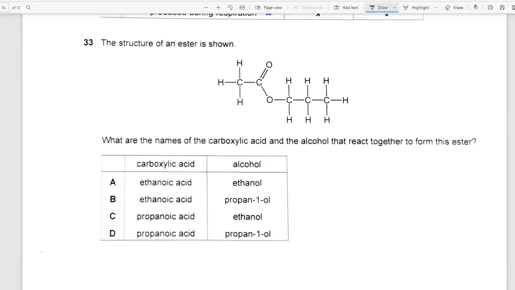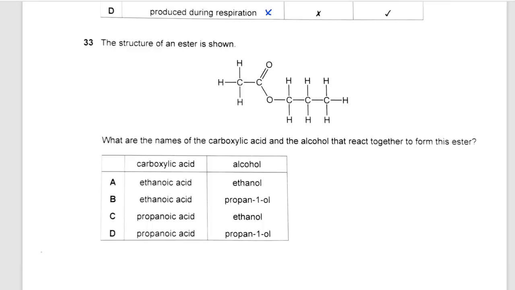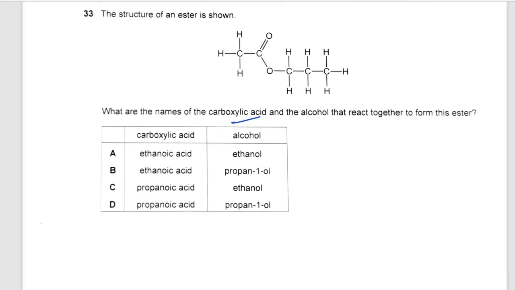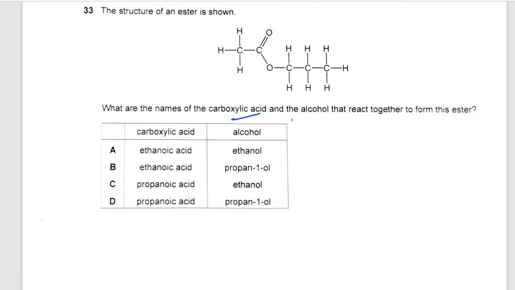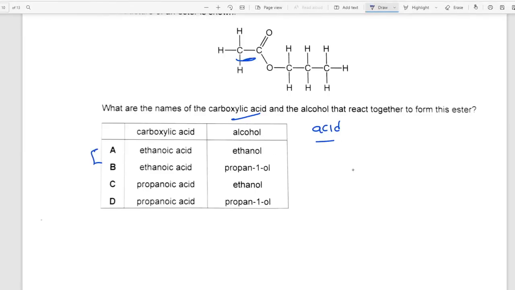The structure of an ester is shown. So this is an ester. We know how esters are formed. It's when a carboxylic acid and an alcohol react together. It's asking us for the names of the carboxylic acid and the alcohol which react together. So let's first draw the acid. Now you can see right here it has 2 carbons, so it has to be ethanoic acid. So let's draw ethanoic acid. Ethanoic acid should have 2 carbons, and then a hydrogen here, a double bond oxygen here and here, and then a hydrogen here and a hydrogen here. That is how you draw ethanoic acid.